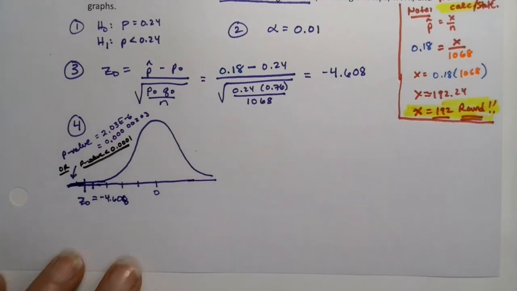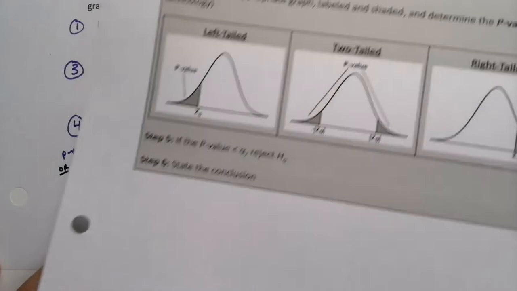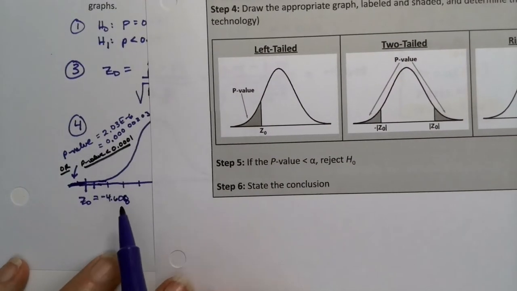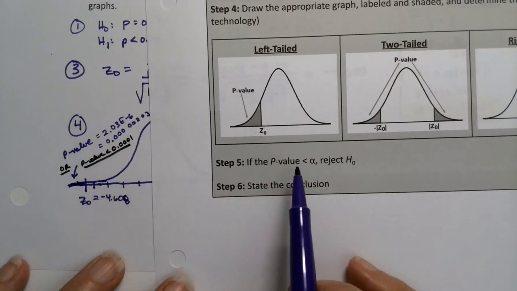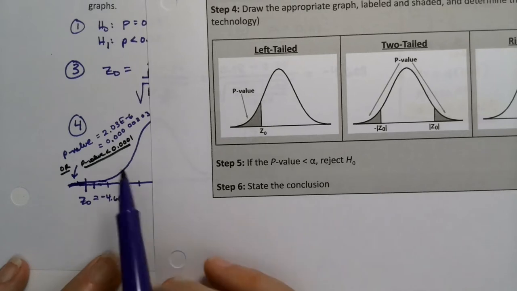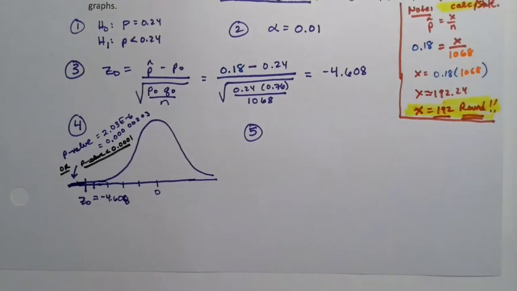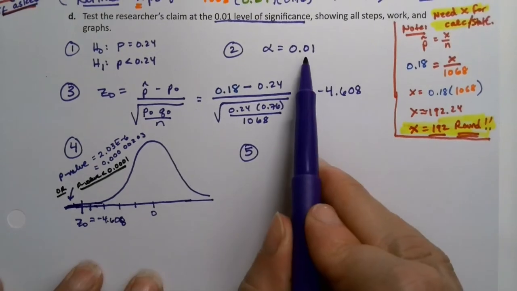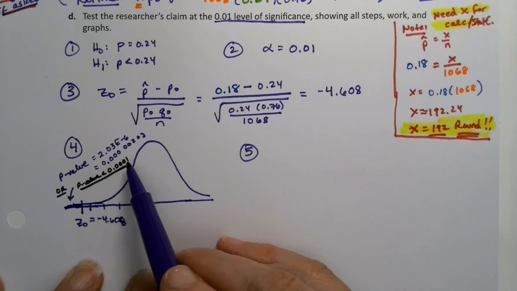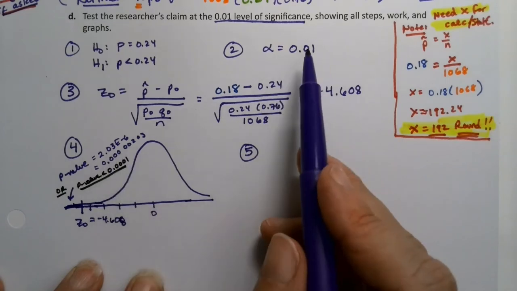All right, now step 5. We have a decision to make. So we've drawn our picture. We'd put it farther over because it's way over there at negative 4.608. And if our p-value is low, less than alpha, we will reject h0. Well, our p-value is less than 0.0001. What was alpha? Alpha was 0.01. Well, if your p-value is really small, so small that it has more than 3 zeros, right? It has actually 5 zeros, then it is less than alpha.